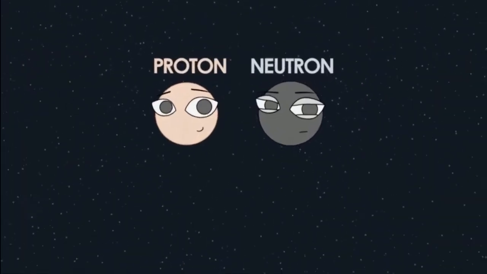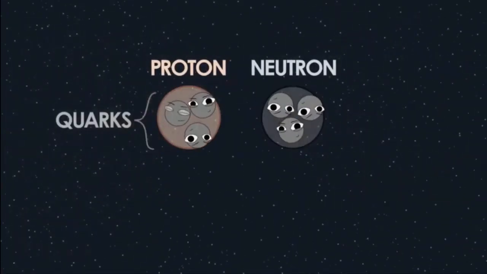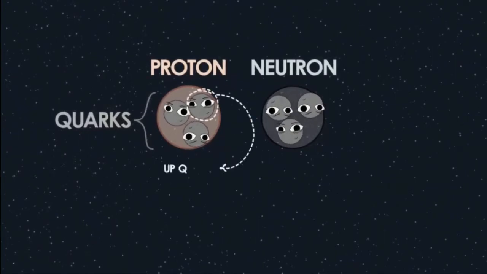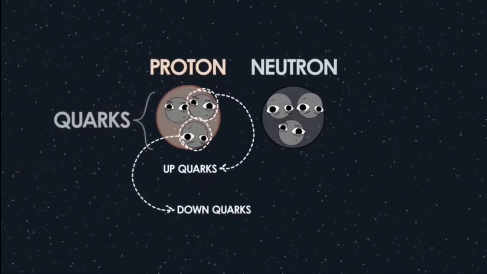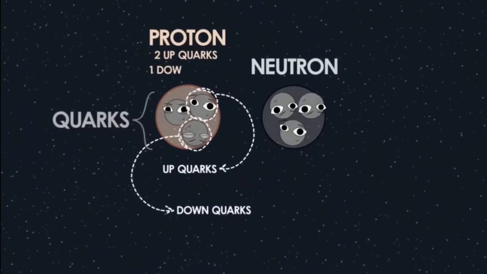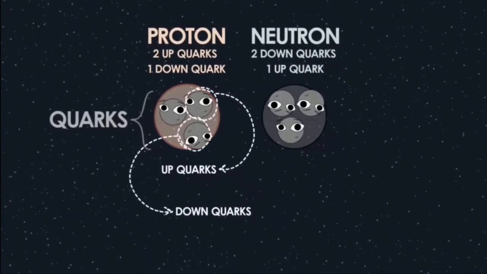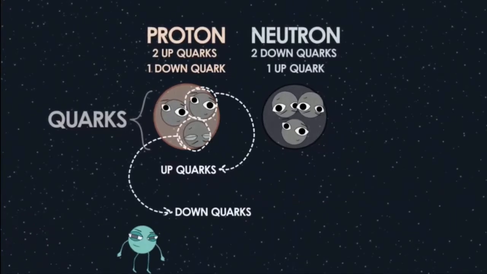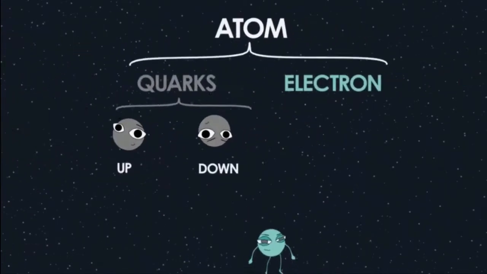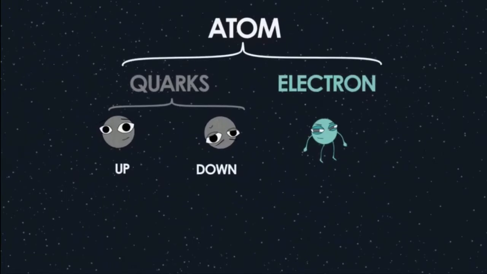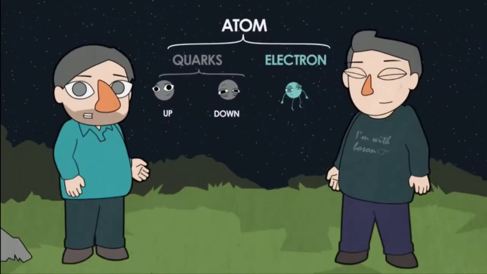No, protons and neutrons are not fundamental. They're made of quarks. Specifically, they're made of two different kinds of quarks, up quarks and down quarks. One of them is two ups and a down, and the other one is two downs and an up. I never remember which is which, but the point is atoms are made of electrons and quarks. Okay, so that's three fundamental particles then, two quarks and the electron.